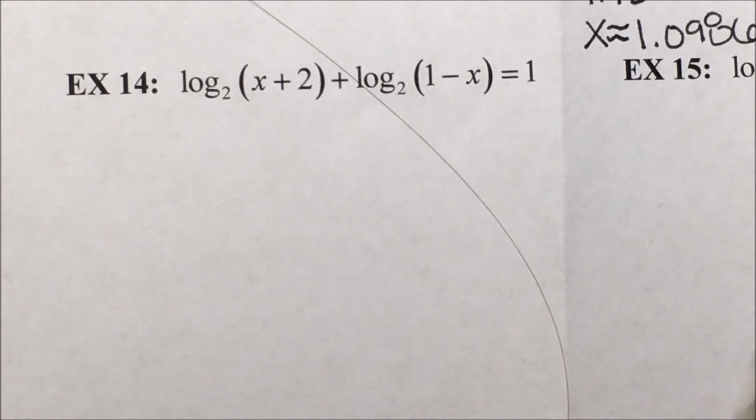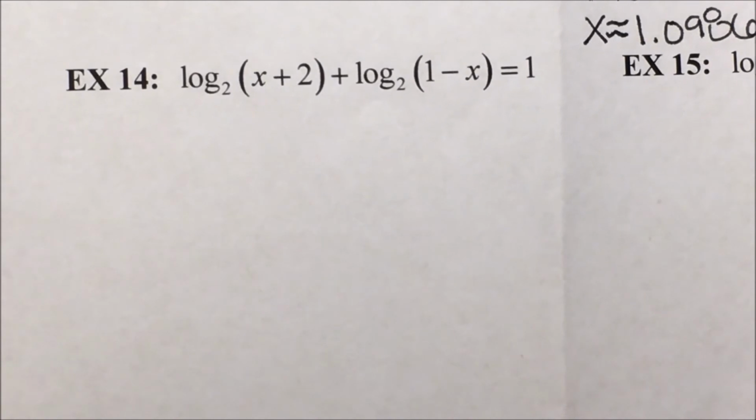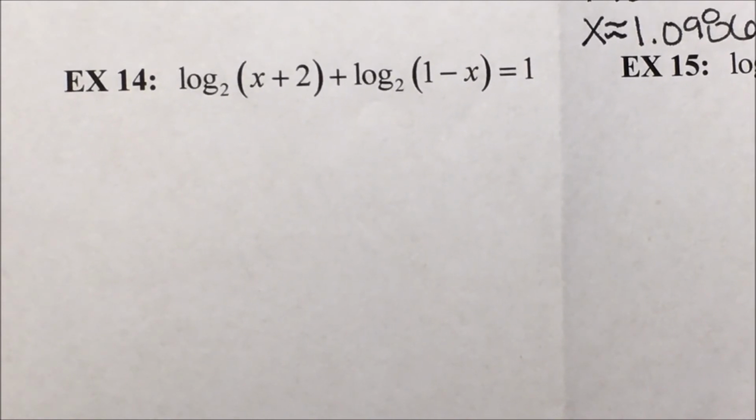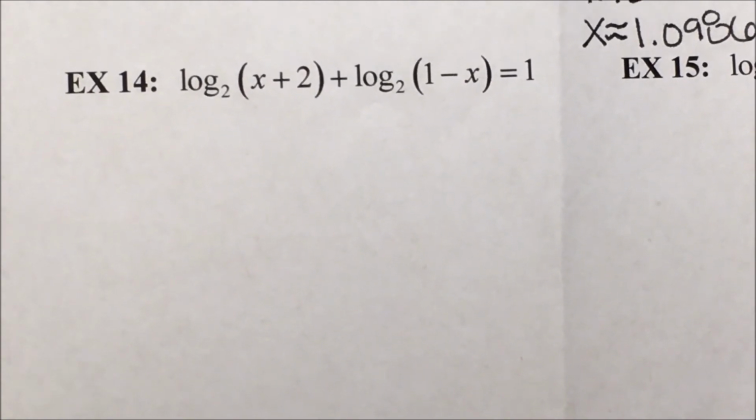We do have 2 logs, but they're not by themselves. And if I try to move one of these logs to the other side, it still wouldn't be by itself because we've got that +1 over there. So I wouldn't be able to just set their inputs equal to each other. It doesn't quite fit that property. I also have more than one log, so I can't change it to an exponential at this point.